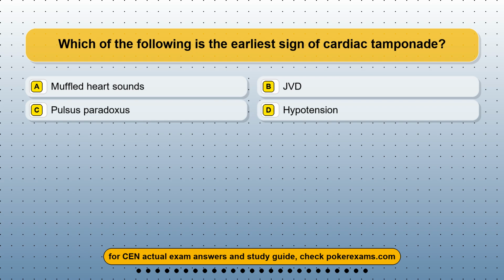Question 24. Which of the following is the earliest sign of cardiac tamponade? Option A, muffled heart sounds. Option B, JVD. Option C, pulsus paradoxus. Option D, hypotension.